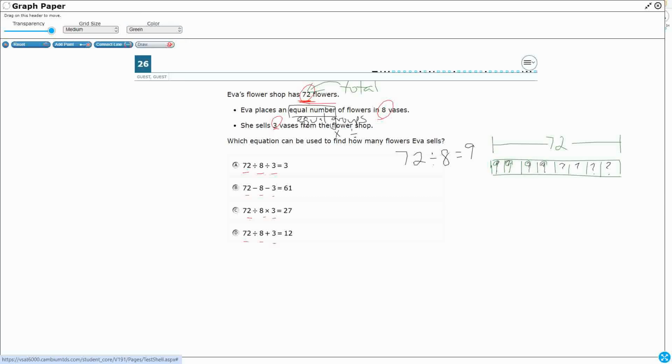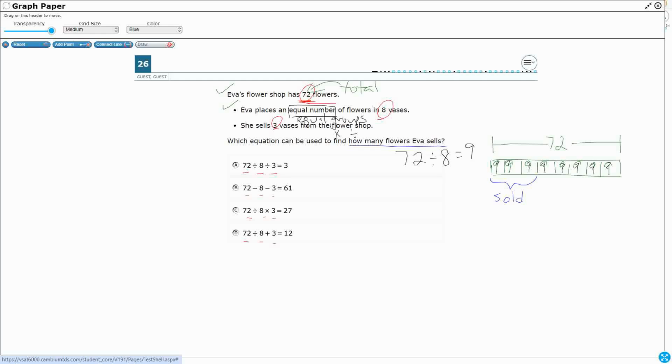So she ends up putting 8 groups of 9. 8 times 9 is 72. So we've got this part and this part. Let's look at that next clue. She sells 3 vases from the flower shop. We know that each of these vases has 9 flowers. Let's change color here. Let's say it's going to be these first 3. These are sold. So how many are sold? Well, that's what we're asking: how many flowers are sold?